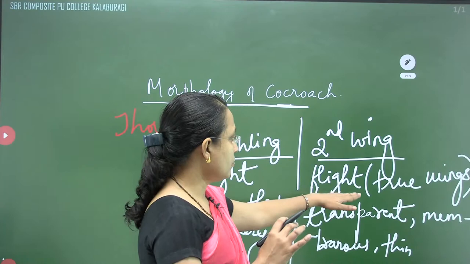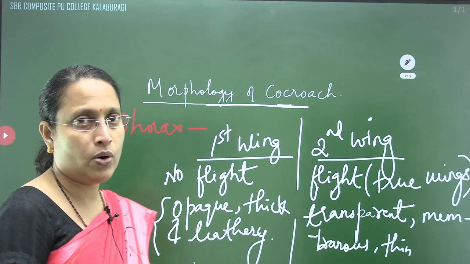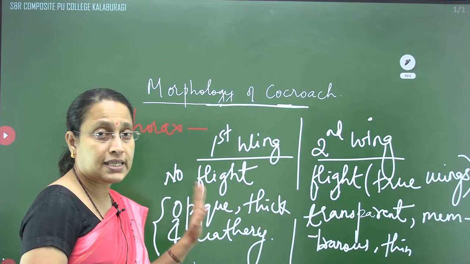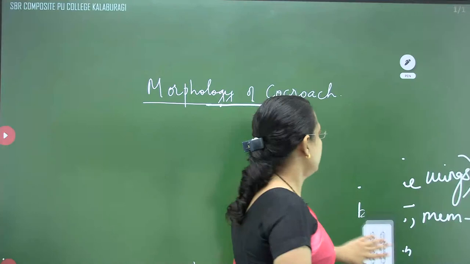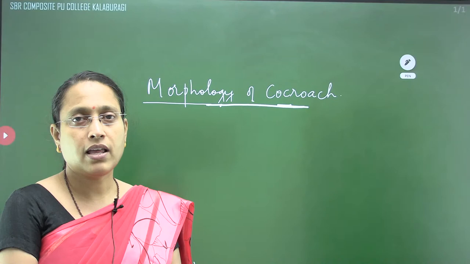And due to this, the cockroach is able to fly. However, the cockroach rarely flies, but it runs very fast since it has a cursorial mode of movement, locomotion. Okay, so these are the wings that are present in the cockroach. The thorax has two pairs of spiracles, which are nothing but parts of the respiratory system, which I'll be explaining in the next class.